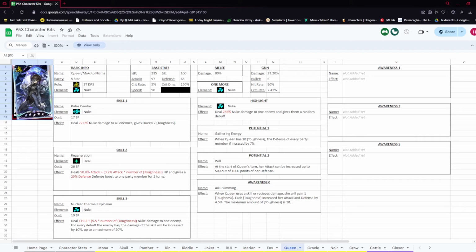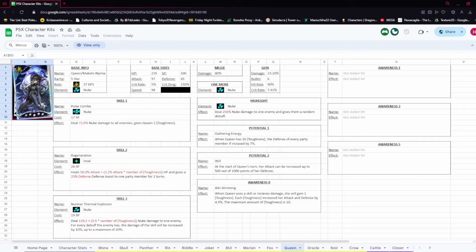But that's just off of her skill 1. Now her skill 2 is a healing skill, which takes up 26 SP, in which her heal restores 50% of attack plus 3.2% attack based on the number of toughness.